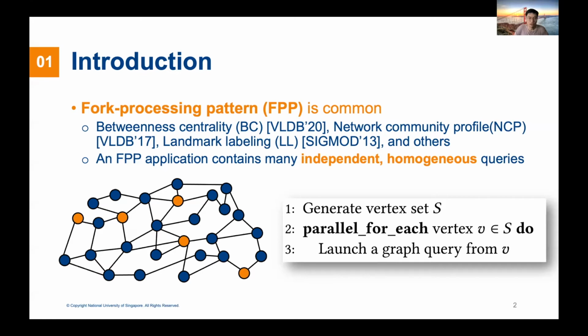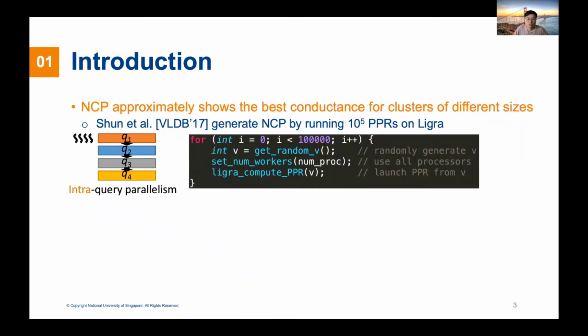Each FPP query could be a single source shortest path for betweenness centrality, or a personalized PageRank for network community profile, and so on. We use the network community profile application as an example to explain FPP. NCP approximately shows the best conductance value for clusters of different sizes in the graph. A previous work published in VLDB 2017 leverages Ligra to compute NCP by running 100,000 personalized PageRanks from randomly selected source vertices. The programming logic is given below.